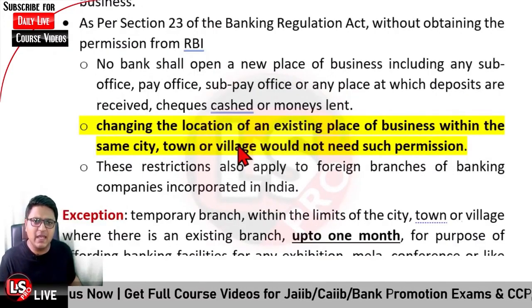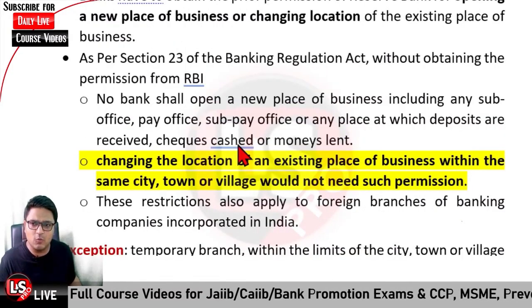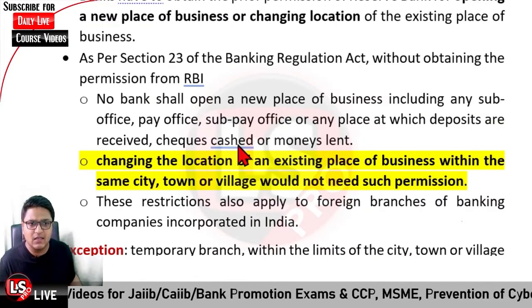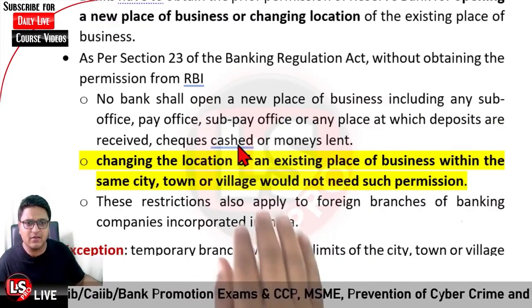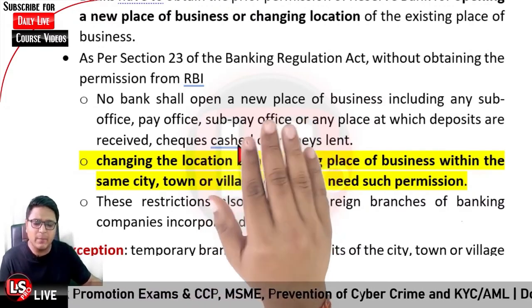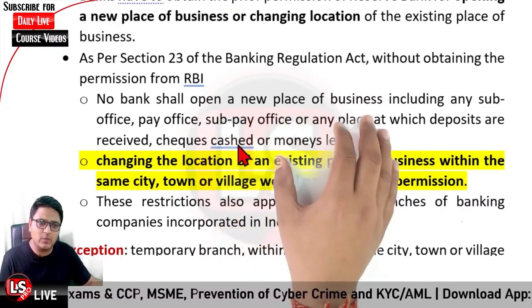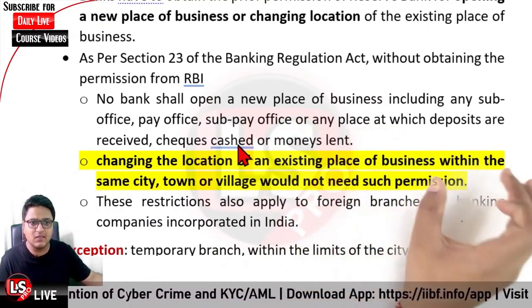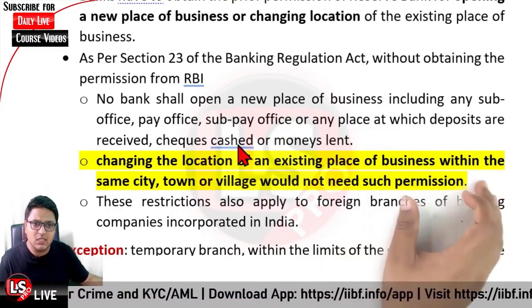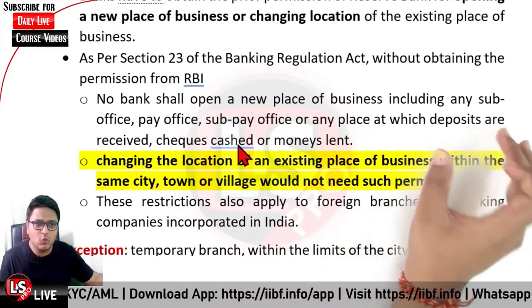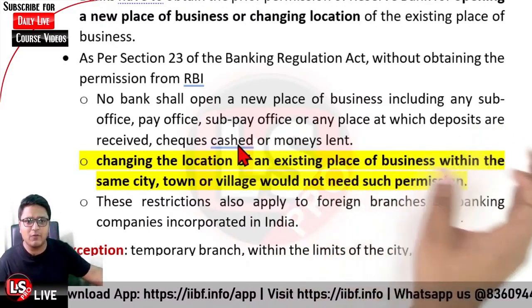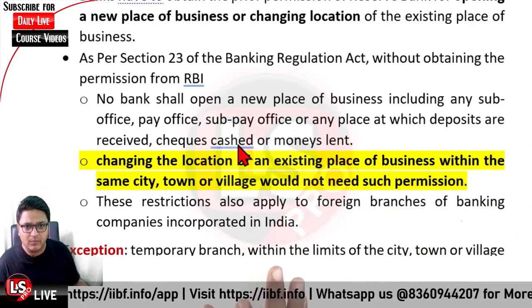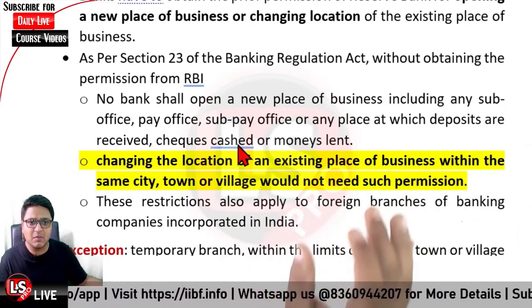अब यहां पर एक चीज हमें देखने को मिलती है. There is one exception in this case. We already just read over here that if a branch is going to be shifted from one place to another, then permission is not needed if it is in the same city, town or village. And we also read that if a new extension counter, sub pay office or anything else is to be opened in the same area, in that case permission is required.